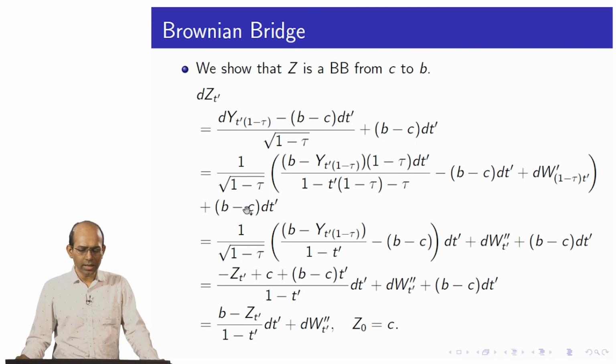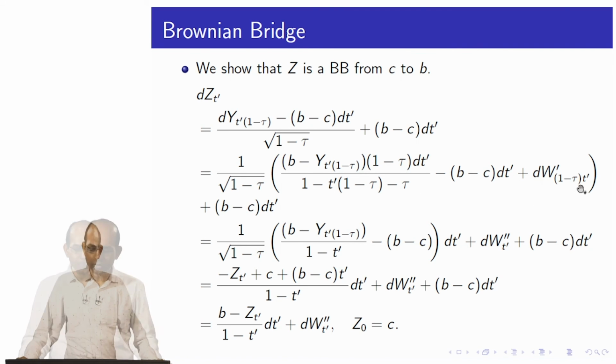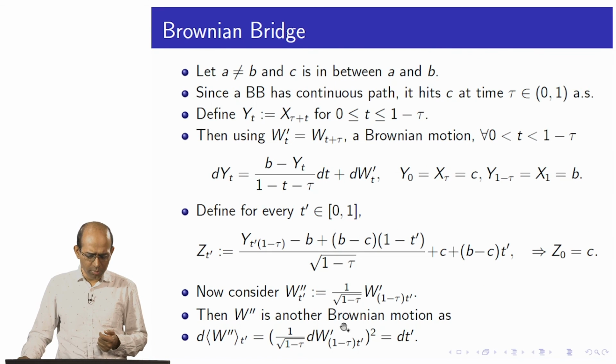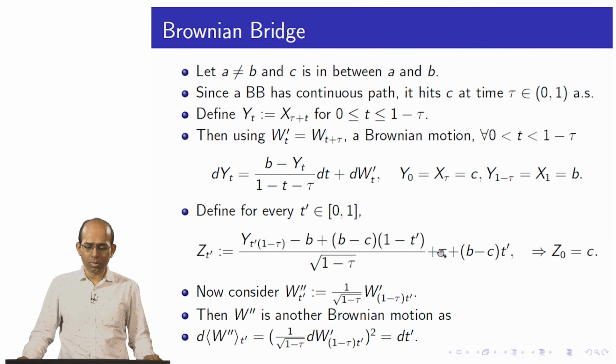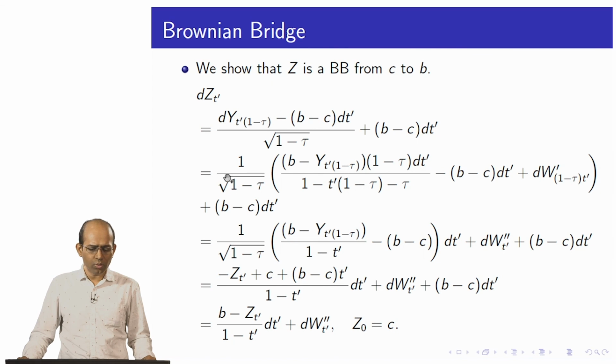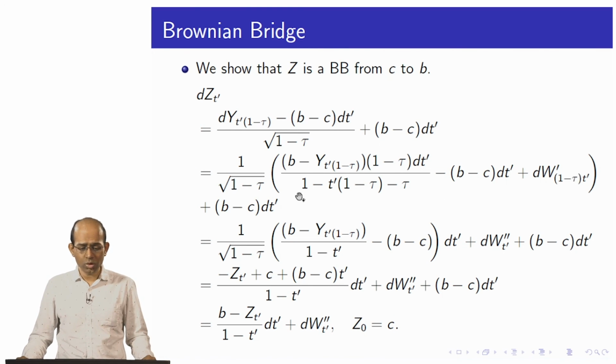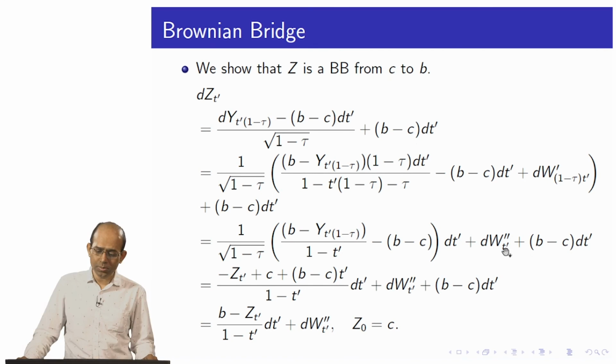Now, next I need to simplify this. Okay. So, first simplification is that we use the definition of w double prime, that w prime of 1 minus tau t prime is w double prime. Okay, so this fraction is also there, this is w double prime. So, we use here 1 over square root of 1 minus tau, which is already present, and this part is there. So, this together would give me dw double prime t prime.